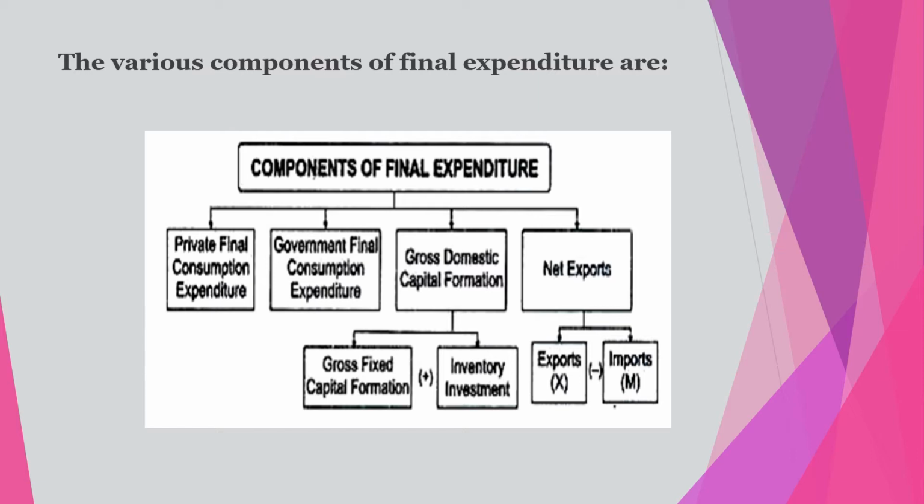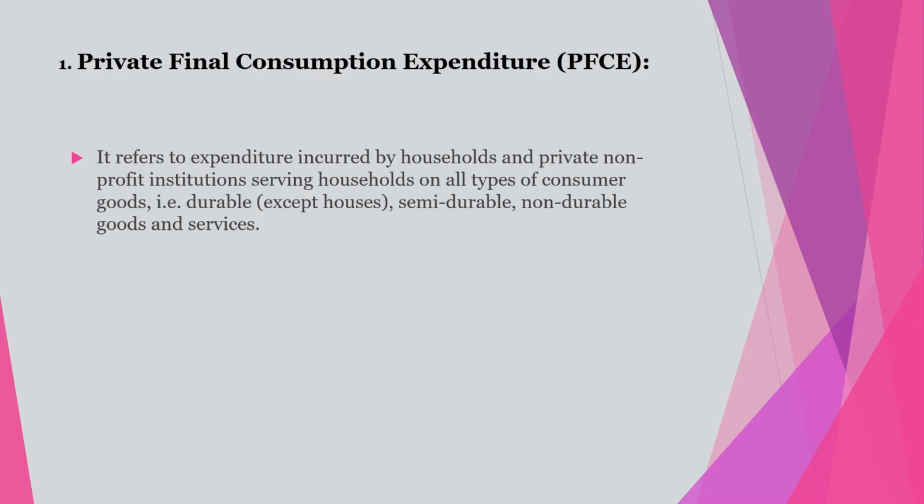Now GDCF, if gross fixed capital formation is given, if the word fixed is given, then we are going to add inventory investment. Inventory investment, how to calculate? Closing stock minus opening stock. Next we are going to calculate net export, which we have to add: export minus import. Now we are going to discuss one by one each and every factor.